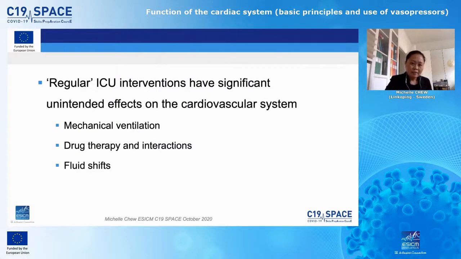Don't forget that regular ICU interventions, such as mechanical ventilation, some of the drugs that you give and the fluids that you give have significant unintended effects on the cardiovascular system. The ICU patient has very little reserve and often compromised organ function that makes monitoring essential.